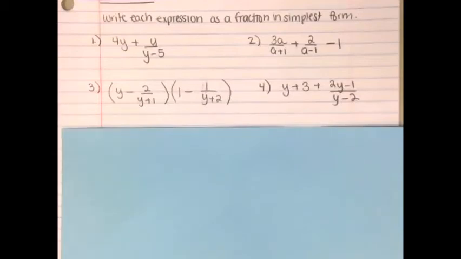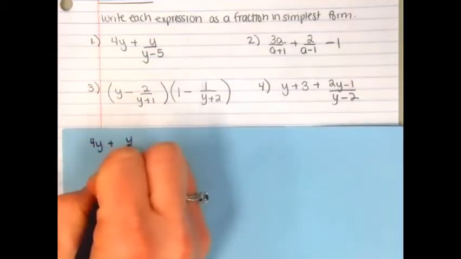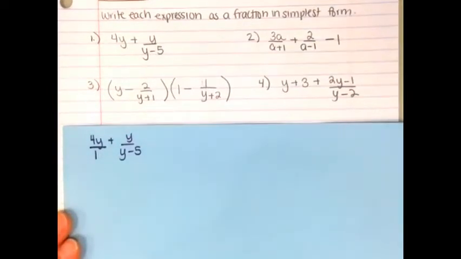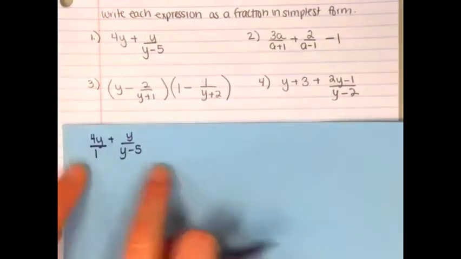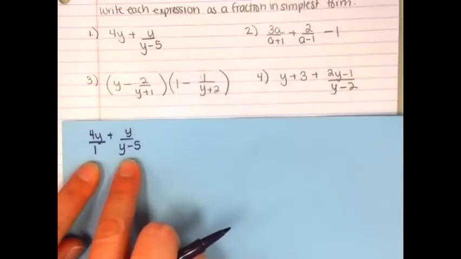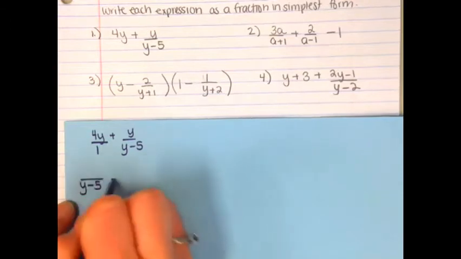So as we're looking at 1, 2, and 4 to start out with, and then we'll get to 3. 3 is a little bit different, but not much. The first thing, if we're adding and subtracting fractions, what do we need? A common denominator, correct? Now, y is the same thing as y over 1, right? So what would be my common denominator between 1 and y minus 5? Y minus 5. So we need to have both of my denominators as y minus 5.